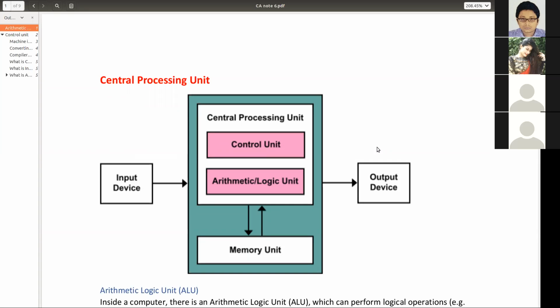Another important component within the CPU is known as the memory unit. Memory unit is another very important component within the CPU. Now what is the memory unit? In the memory unit, all the data which is needed for processing, or after processing, all this data is stored in the memory unit.